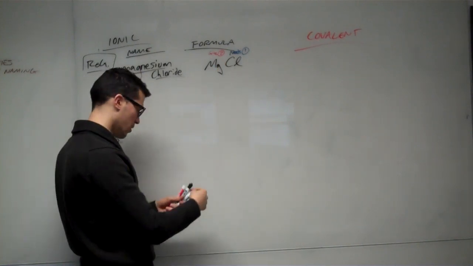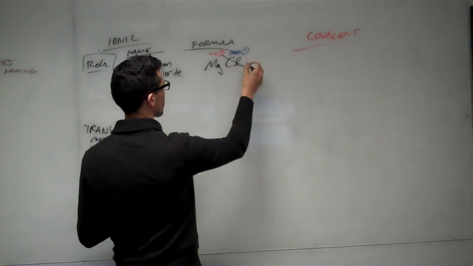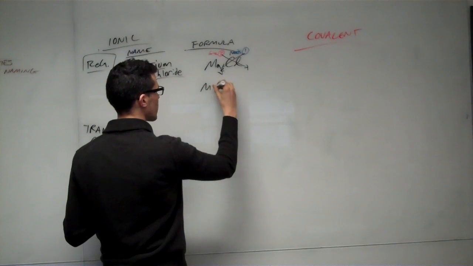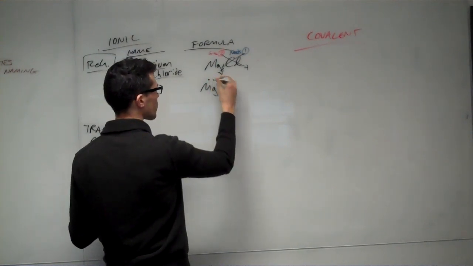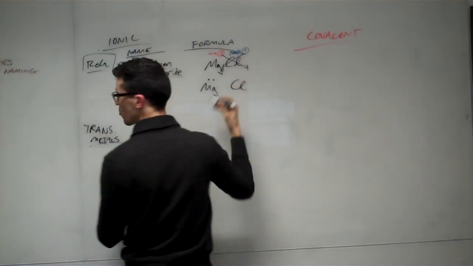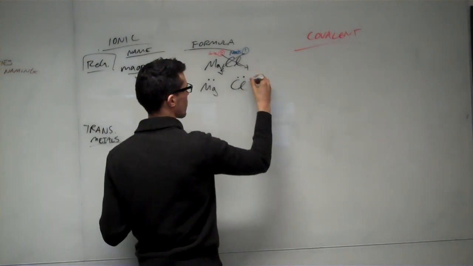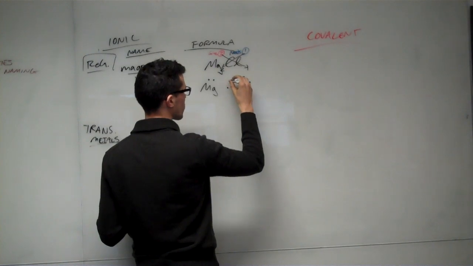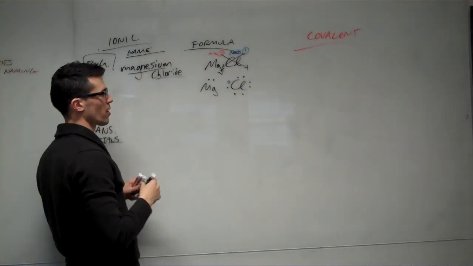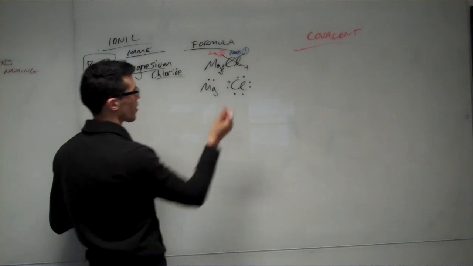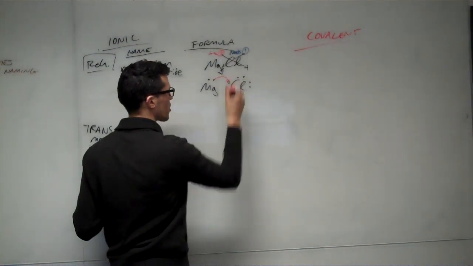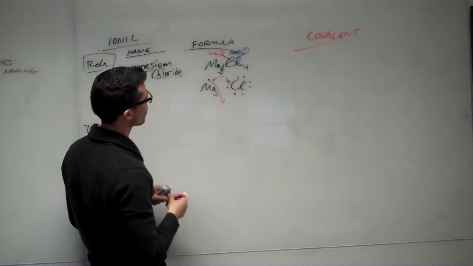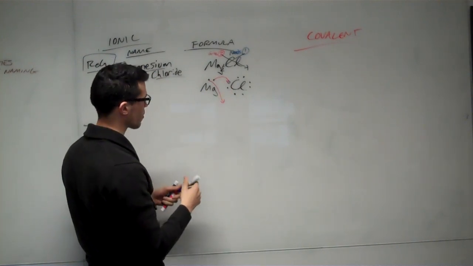Okay, let's do the dots. You can crisscross it, and you'll know it's 2 and 1. But let's do the dots. Let's say Mg is going to give away 2, and Cl needs 1, so I'll draw a little circle there. If you're going to bond these things, Mg is going to give away 1, but now it has 1 more to give away. So we need another chloride.